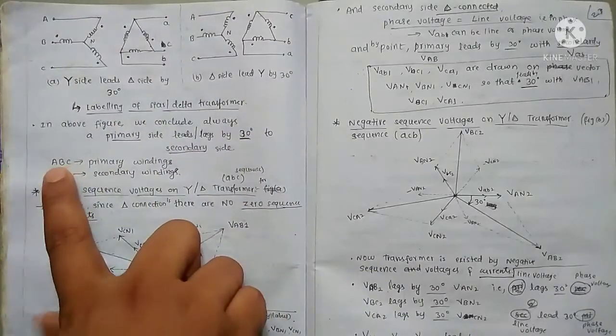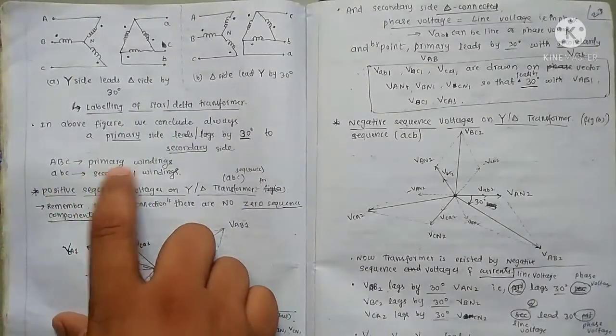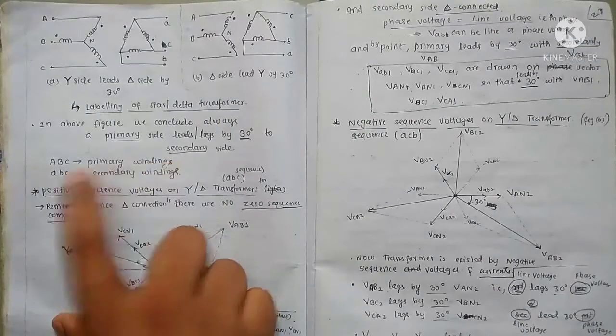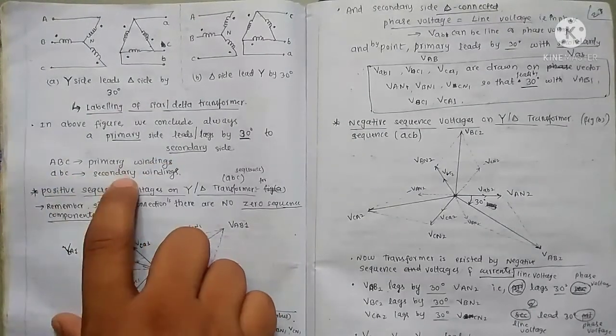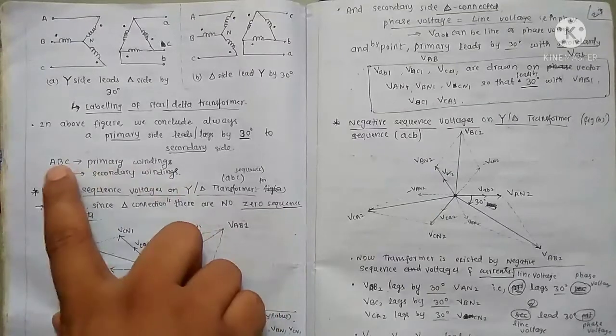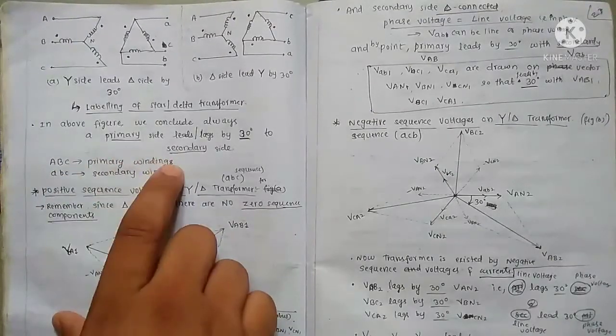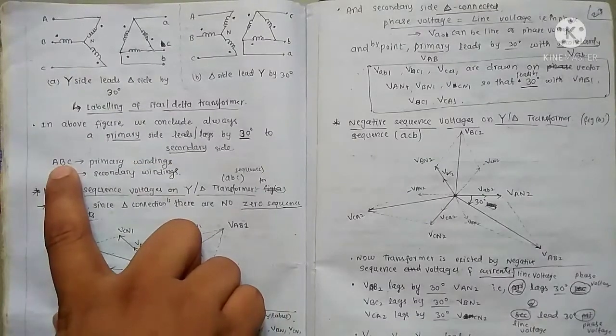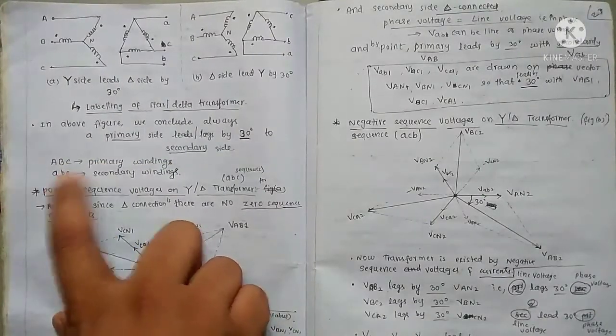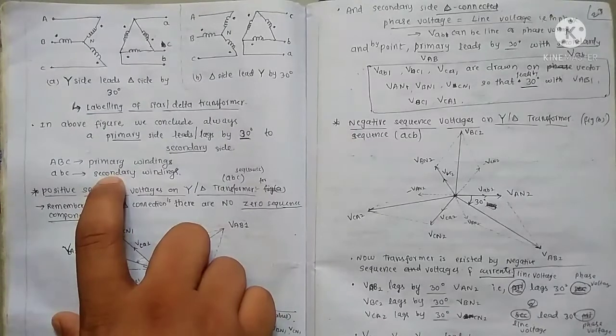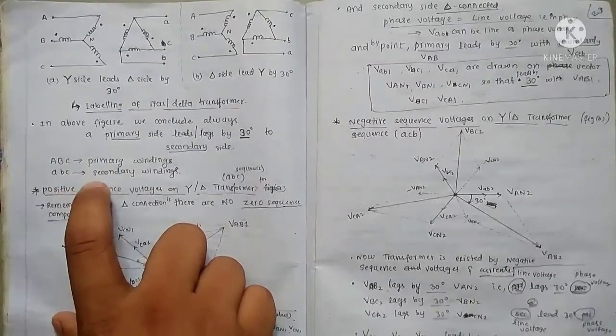Also remember, capital A, B, C are represented for primary windings, small abc is for secondary windings, and similarly capital ABC is for line voltages or line currents. Capital means line or primary, small abc means secondary, or we also call it phase; we use it for phase.